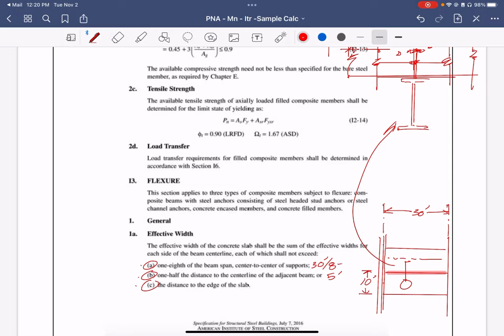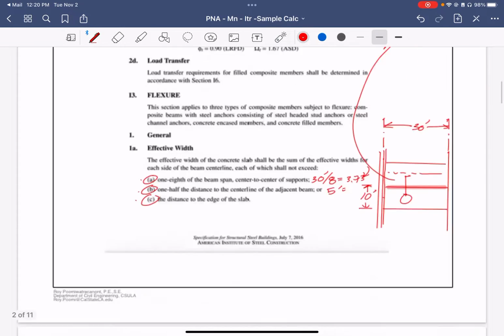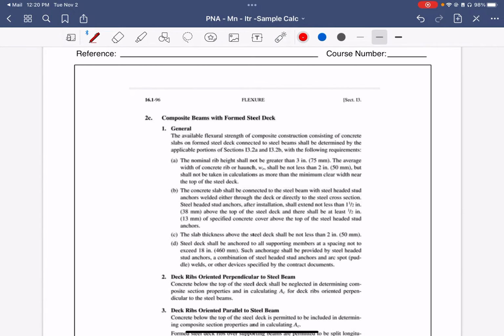So when we look at this, I don't know what 30 divided by 8 is. Let's see what it is. It's going to be 3.75, and that's compared to 5 feet. So 3.75 feet is going to be the governing width. And remember, there's both sides of it.